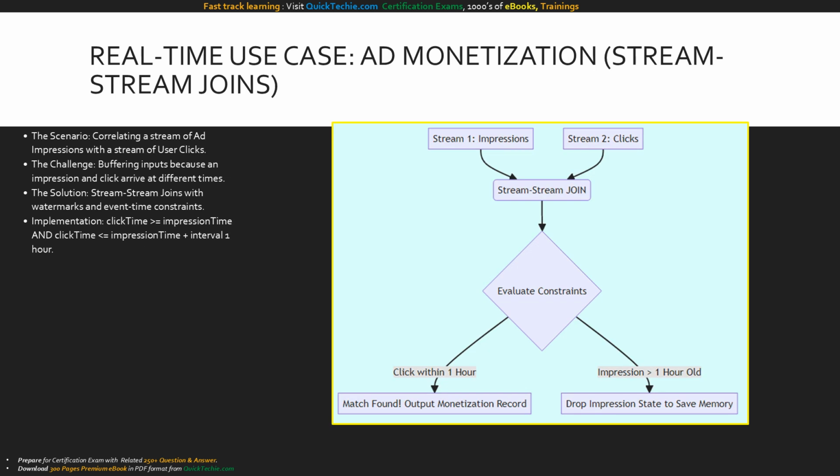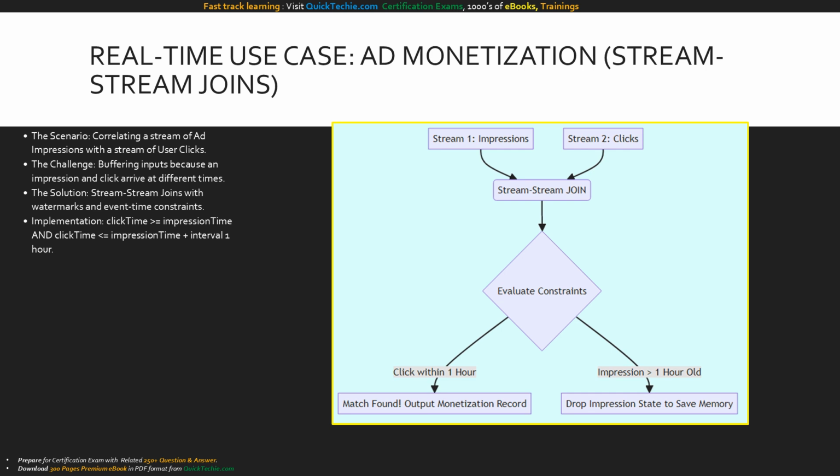Let's apply this to a highly profitable real-world use case, ad monetization. Imagine you have 2 massive data streams. One stream contains ad impressions, when an ad is shown to a user. The other stream contains ad clicks. To monetize, you must join these streams together to prove an impression led to a click. The challenge in stream joins is that a click can happen long after an impression, meaning Spark has to buffer past inputs as state.